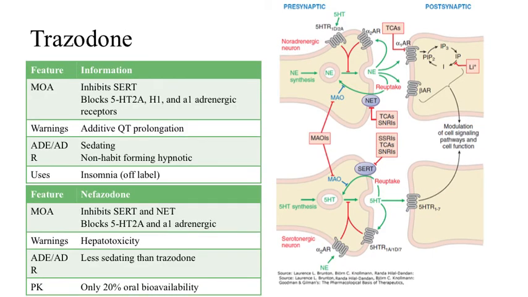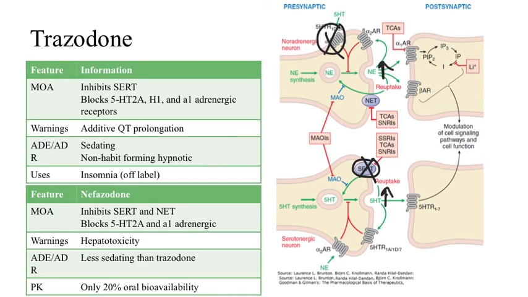The next two agents are trazodone and nefazodone. Trazodone inhibits SERT, so it functions like an SSRI, but it also blocks 5-HT2A, histamine H1, and alpha 1 adrenergic receptors. The 5-HT2A blockade leads to increased release of norepinephrine and serotonin because it turns off the negative feedback mechanisms, whereas the H1 and alpha 1 adrenergic antagonist activity lead to the side effects of trazodone.